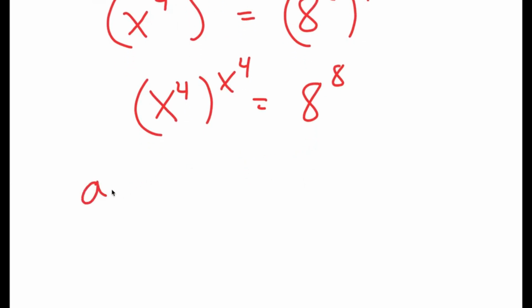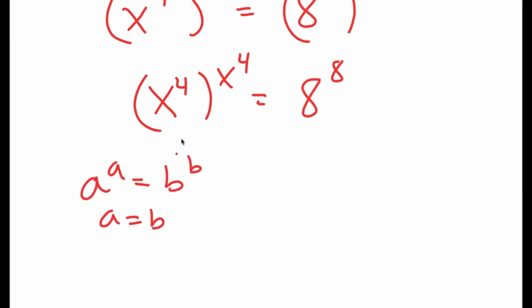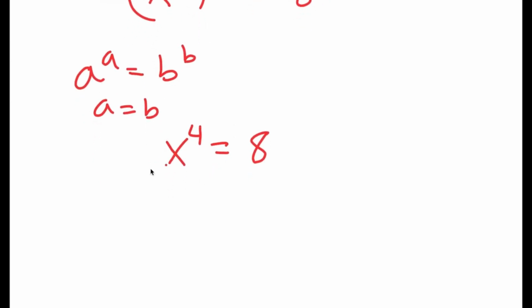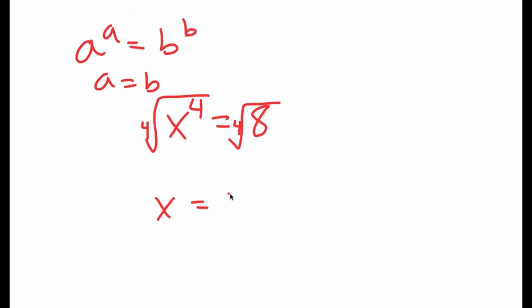Now, if I have something in the form a to the power of a is equal to b to the power of b, this means that a equals b. So in this case, x to the power of 4 is equal to 8. And to solve for x, I'm going to take the fourth root on both sides, so I get x is equal to positive or negative fourth root of 8.